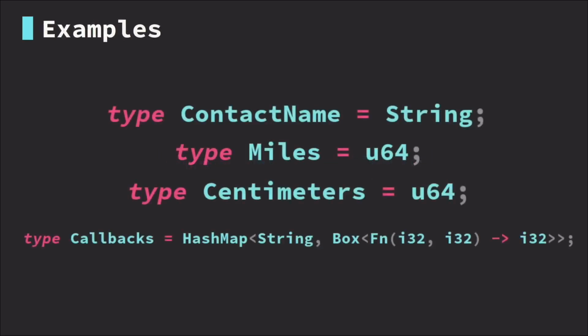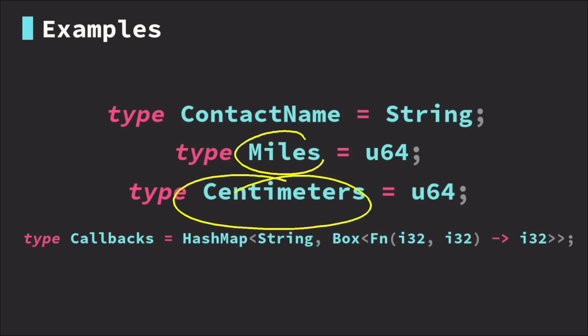Here's a few examples. Here we have a type, and we're naming it contact name, and the underlying type is a string. So whenever we use contact name in our program, we'll get a string replaced. Our second type is one named Miles, and we're setting it to be an unsigned 64-bit integer. We're also creating a centimeters type and setting it to an unsigned 64-bit integer as well.